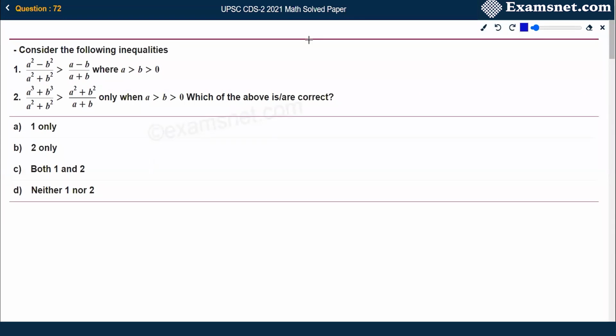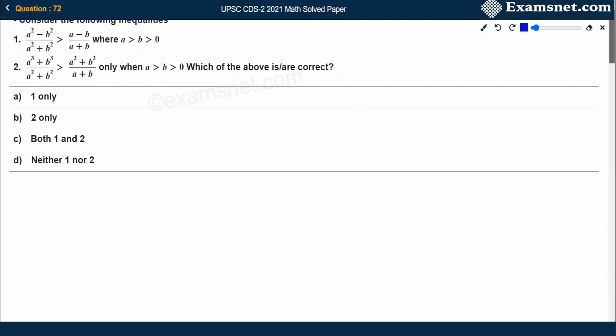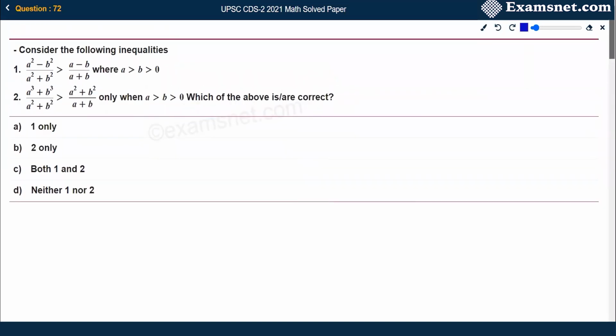In question number 72, it is given: consider the following inequalities. The first inequality is (a² − b²)/(a² + b²) > (a − b)/(a + b), where a > b > 0. And 2: (a³ + b³)/(a² + b²) > (a² + b²)/(a + b), only when a > b > 0. Which of the above statements is or are correct?